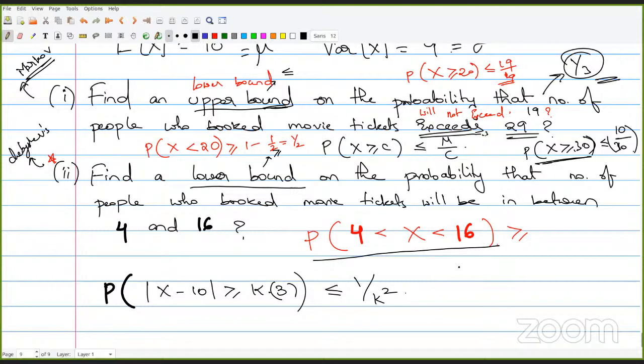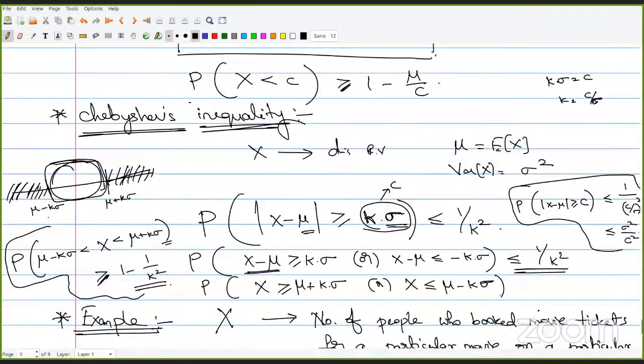So now you see, if we open this, we know that the probability that mu minus k sigma is less than x, which is less than mu plus k sigma, will be greater than or equal to 1 minus 1 by k square. Okay, we are just computing the in-between problem. Yes, sir.